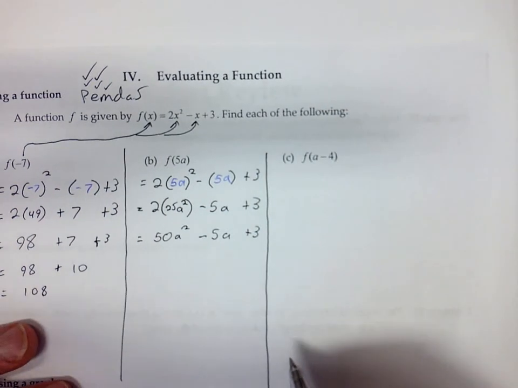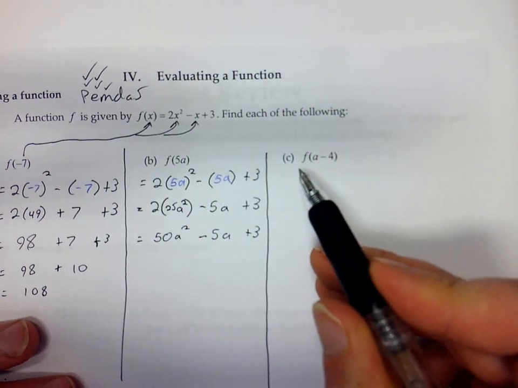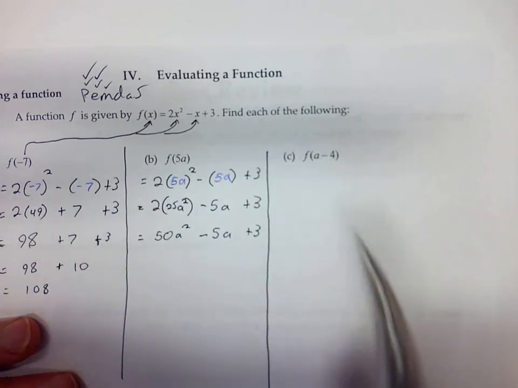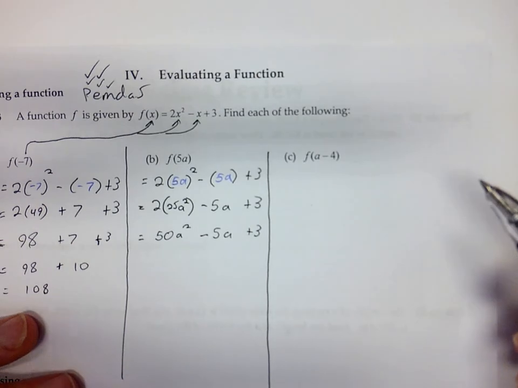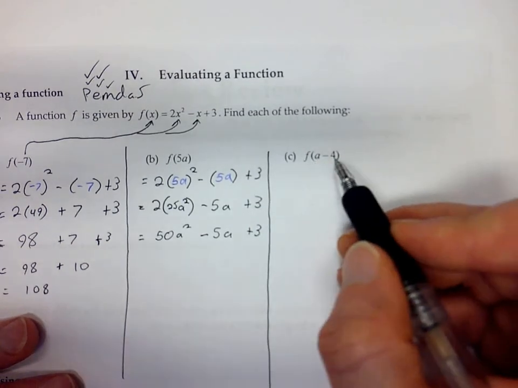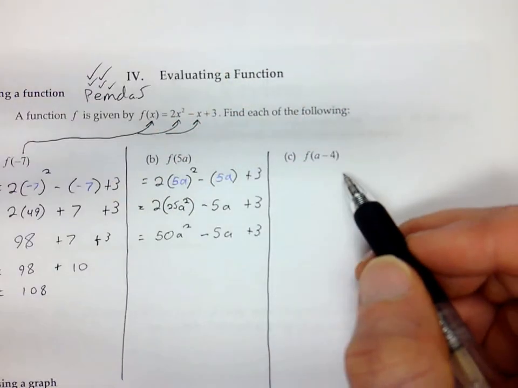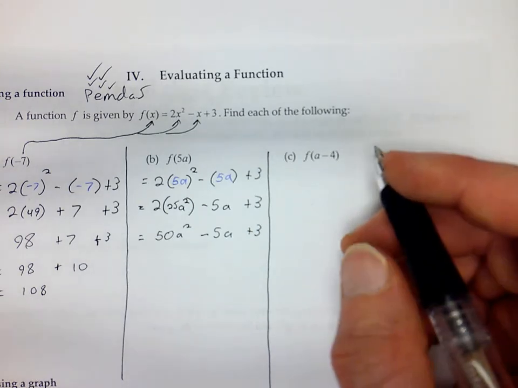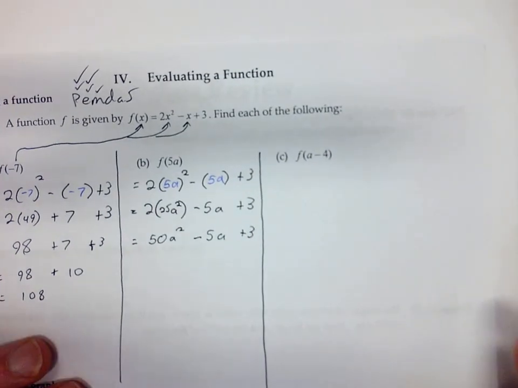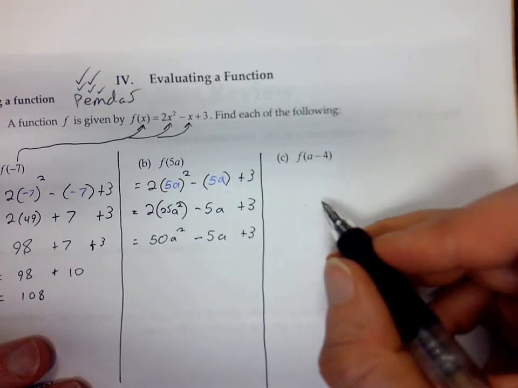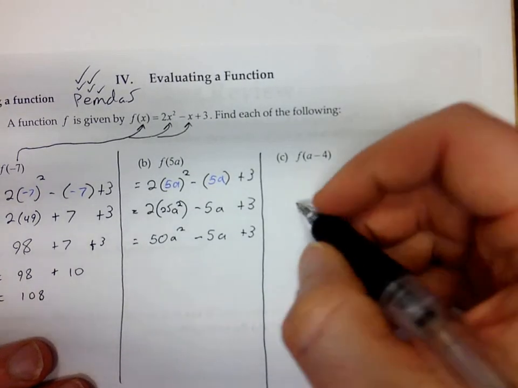Part C, probably the scariest one of all. We've been asked to evaluate this at a minus 4. Incidentally, this is called a binomial. Not that anyone cares other than me. Bi for 2, nomial for, I guess, number. We'll say number. Why not? I don't know enough Greek or Latin.